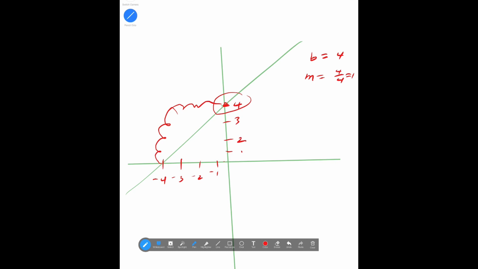Okay, so the slope intercept form for this line is y equals mx plus b. Thus, y equals 1x plus 4, or we can call it x plus 4. Okay, so most of the time you're going to see y equals x plus 4, actually, all the time. All right.